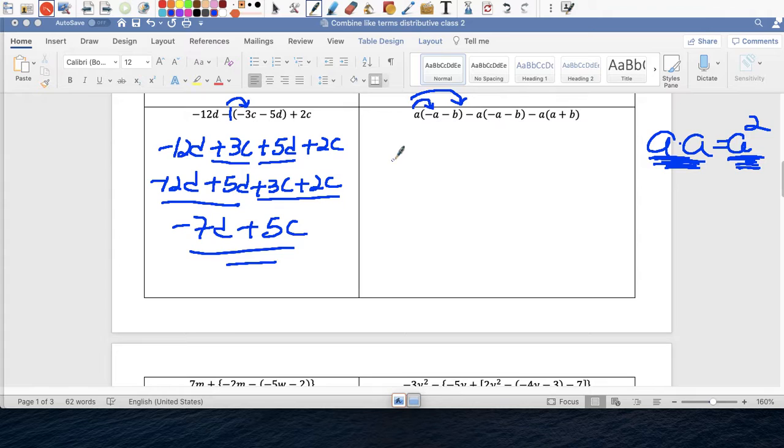A times negative a. First of all, it's a positive times a negative. We get negative. And a times a is just a to the second power, right? Remember what we talked about? There's an exponent of 1 when you don't see an exponent. So we keep the base, add the exponents. Next, a times negative b. Well, it's going to be negative, first of all. And a times b is just ab.